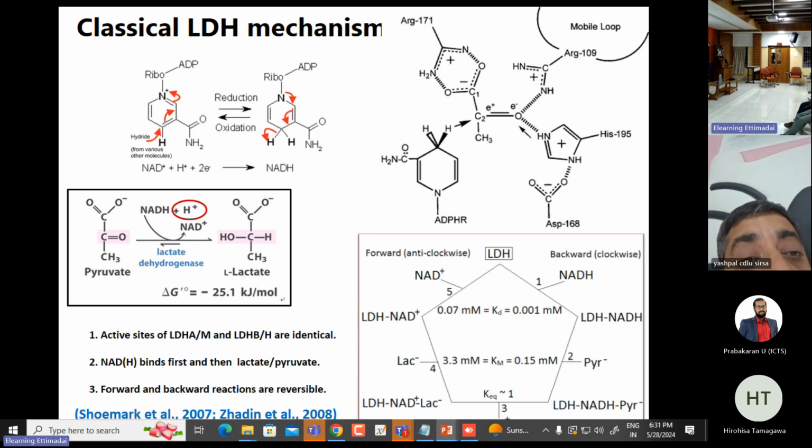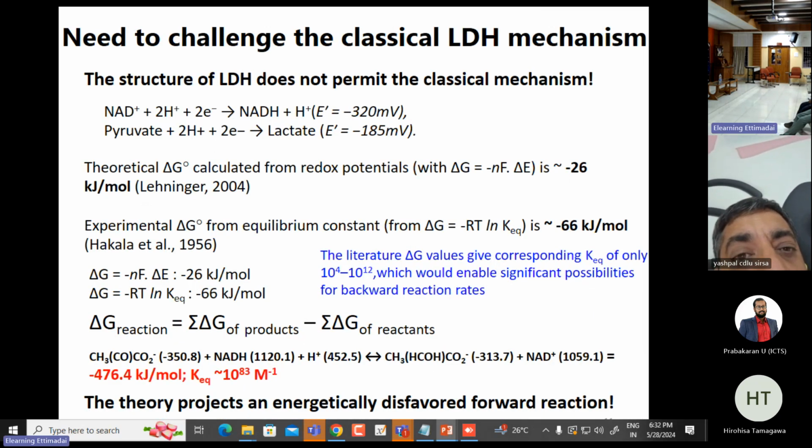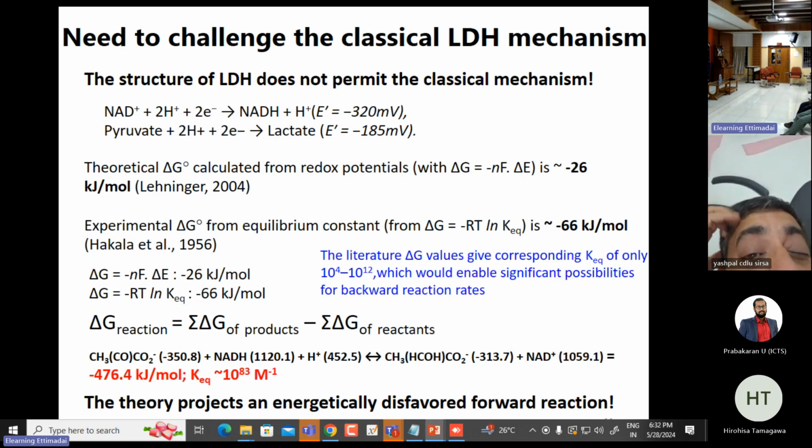And I told you that when there is a large molecule like that, the small ones have to squeeze through perhaps because that entry channel is very confined. It's narrow. It's 10 angstrom deep, but it's narrow. And the forward and backward reactions are actually reversible according to literature, right? But they made a huge mistake in their energetics of the reaction, where, if you take the textbook values that you have, there are many ways to calculate delta G. One is through minus nF delta E, you get minus 26 kilojoule per mole. You can also take the equilibrium constant and you get about minus 66.